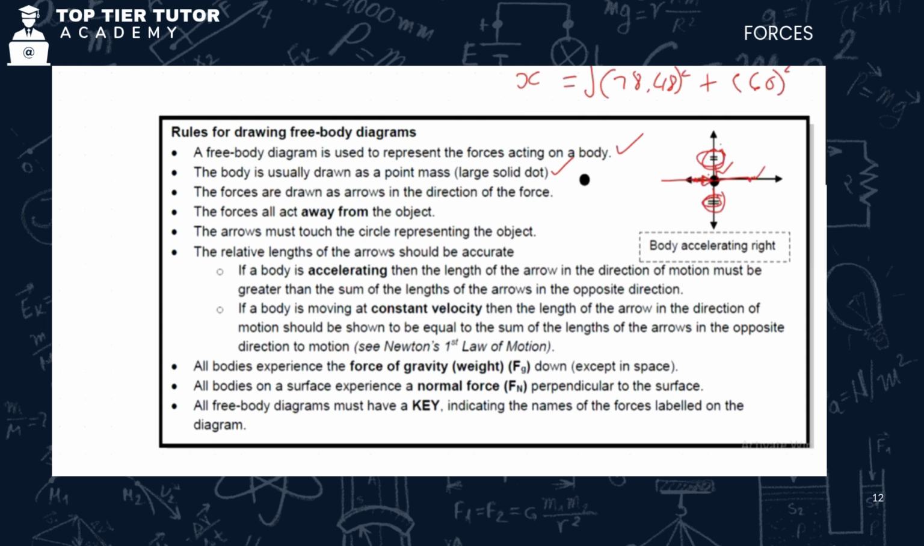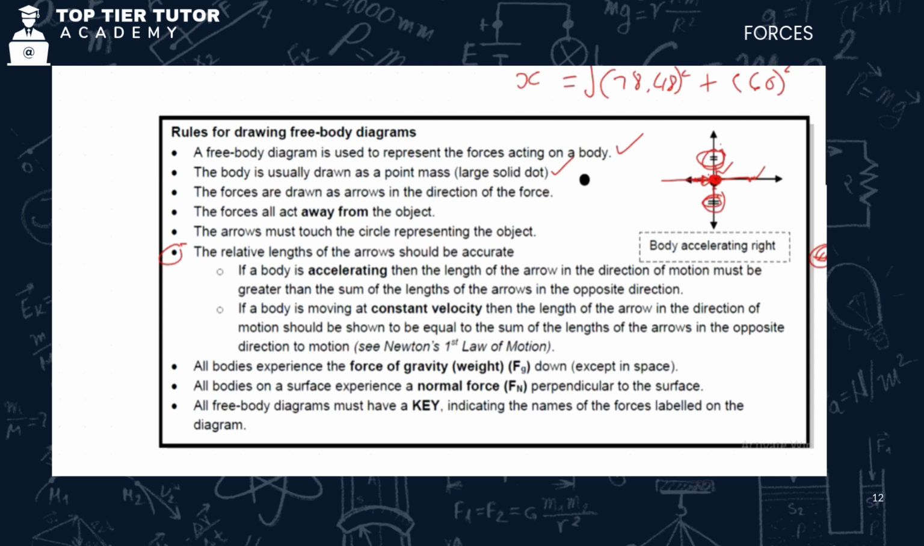The arrows must touch the circle representing the object. As you can see, we draw all our arrows from this point over here. Point 2, the relative length of the arrow should be accurate, meaning when we talk about that 78 in comparison to the 60, those two values are not far apart from each other. It implies that that line shouldn't be too big in comparison to this one over there, but it must show that you understand that the size of one force is not equivalent to the other force.